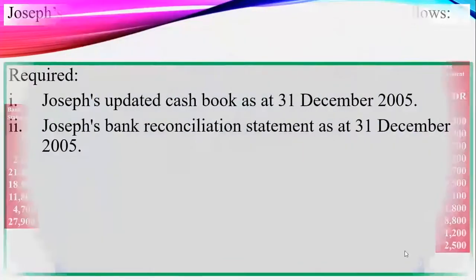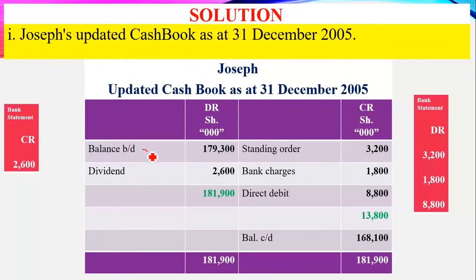That will be the opening balance in our cash book. So we have the opening balance 179,300. Then those figures that were missing: we had a standing order of 3,200, we put it there. 1,800, that was bank charges. 8,800, that was a direct debit.